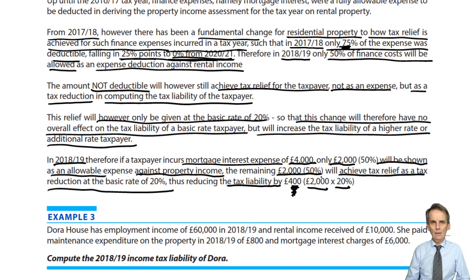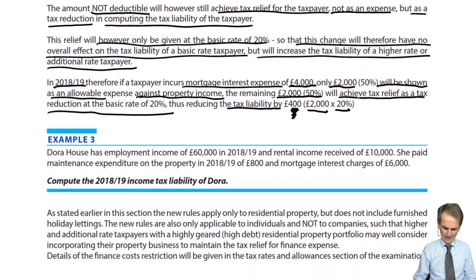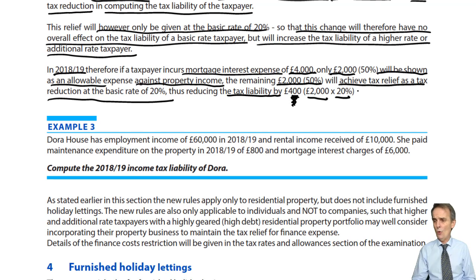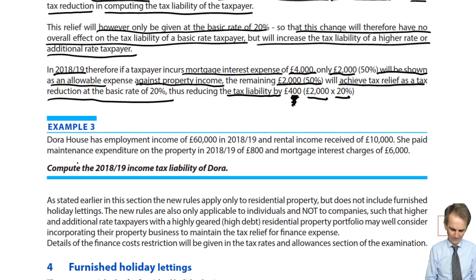It means that if you are a higher or additional rate taxpayer, you're only now going to get relief in this way at 20% instead of at 40% or 45%. Now we'll illustrate and explain that particular point in the example that we're about to do here. Let me explain to you, though, that the examiner is not going to ask you to explain the rationale behind it. He's going to ask you to deal with it. How do you now deal with that? Well, let's see what we do.